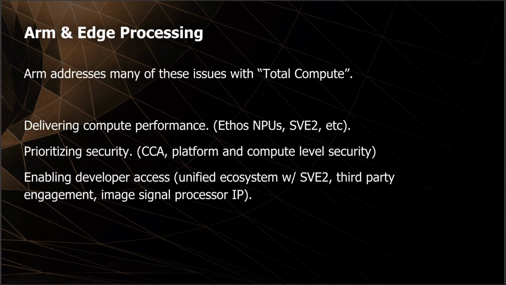From the ground up, ARM prioritizes security and has even announced recently a new security architecture, CCA, that should be a game changer again in making sure that our edge and endpoint devices are secure, so we can have that data locality and the security at the edge.